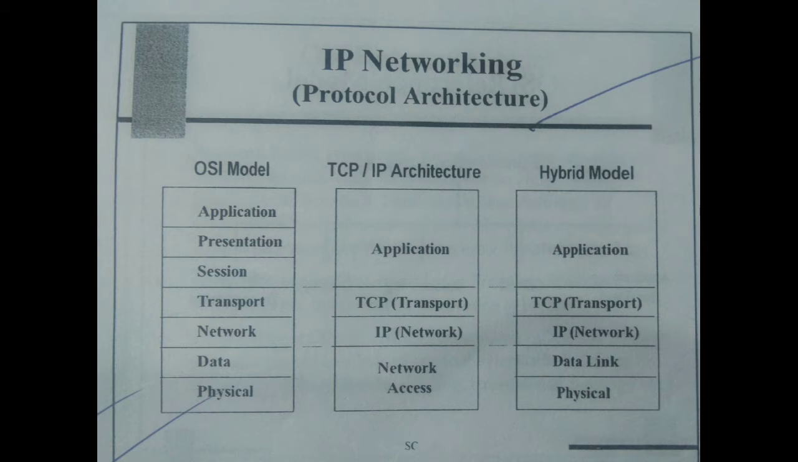Correspondingly, we have TCP/IP architecture, where the application, presentation and session layers are clubbed into the application layer, transport is TCP, the network layer in OSI becomes IP in TCP/IP, and data link and physical layers are combined into network access. So basically, TCP/IP architecture has four layers. In the hybrid model, we have application, TCP, IP, data link, and physical layer, which is nothing but a 5-layer combination.